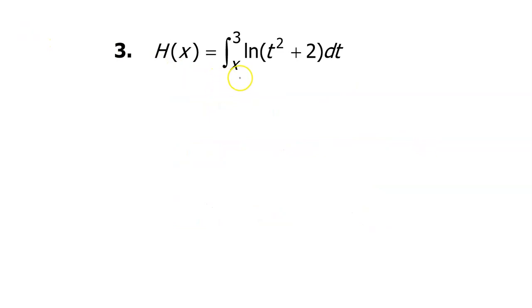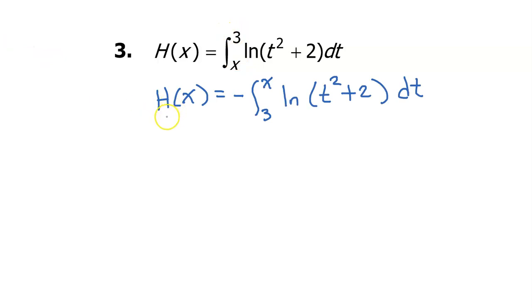For number 3, this is almost the common case, except it is backwards. Instead of having 3 to x, we have x to 3. Here is a step that you don't need to show. I'm just reminding you that if you reverse the limits of integration, it changes the sign. So now we can go ahead and find that first derivative.